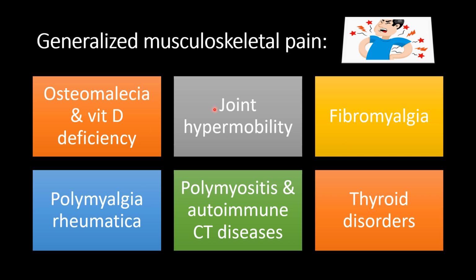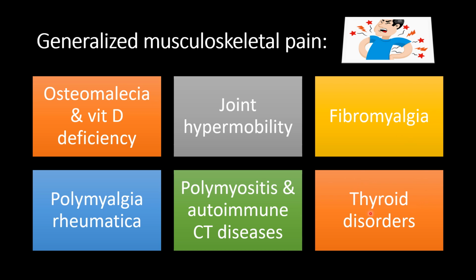So the differential diagnosis of this may be osteomalacia and vitamin D deficiency, and this is very common, especially for females. Joint hypermobility may be for children. The fibromyalgia, the polymyalgia rheumatica. Polymyalgia rheumatica is an inflammatory disorder which usually occurs in elderly females, and it will be accompanied with signs of inflammation, i.e., ESR, CRP, and maybe accompanied by fever. Also, the connective tissue diseases like the systemic lupus, the lupus myalgia, as we mentioned before, or polymyositis, and also the thyroid disorder.